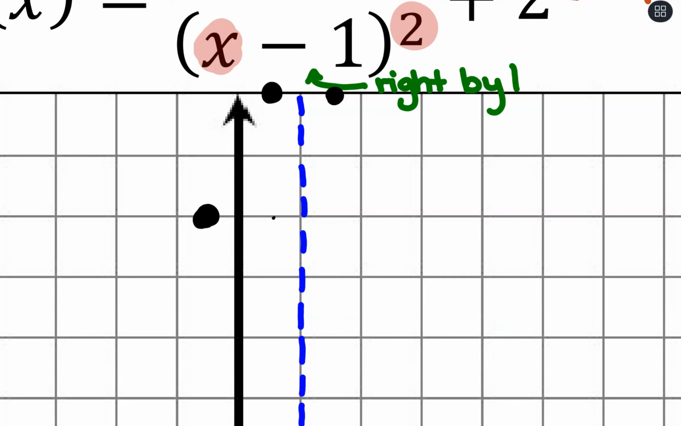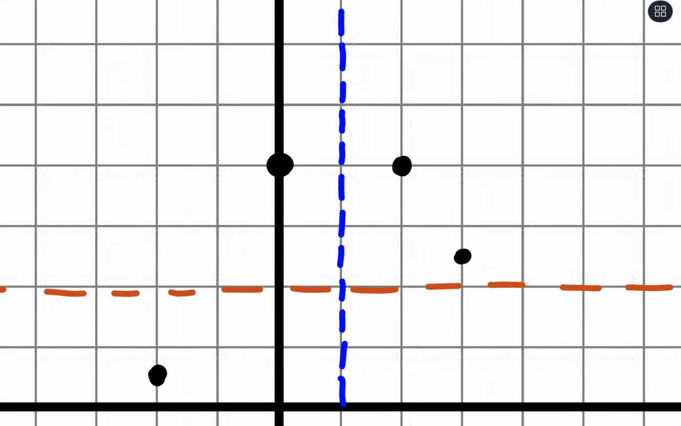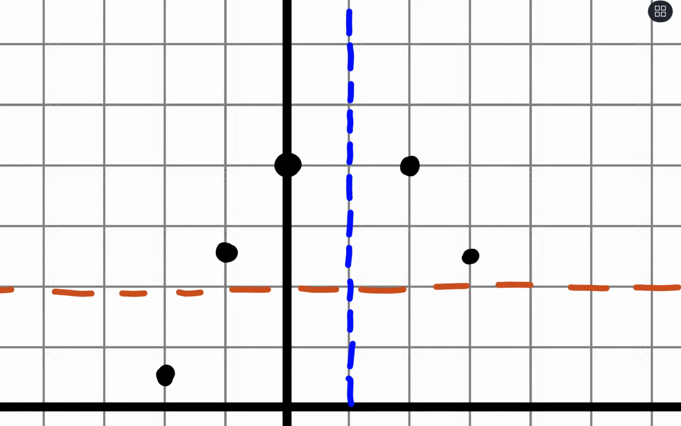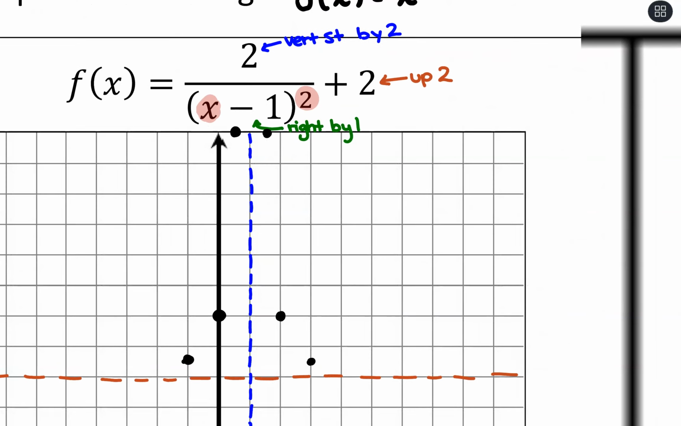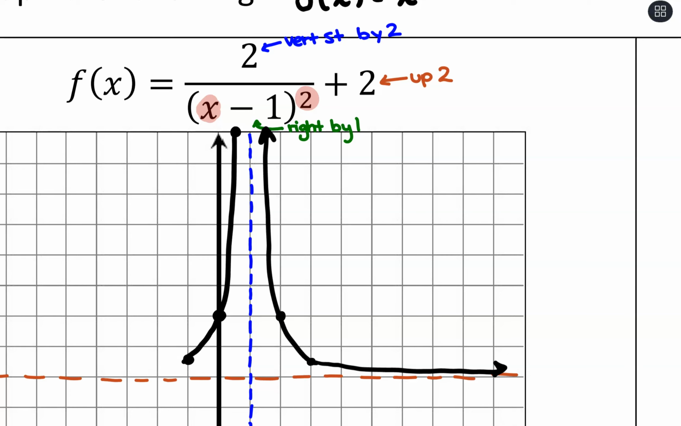Okay, so right 1 up 2, and then right 1 up 2, right 1 up 2. And we could just kind of make sure we have symmetry coming through, which looks good across our asymptotes. So now we just connect the dots as best we can to get this nice kind of curvature, and then stick within the bounds of those asymptotes. And then same thing over here, getting closer to those asymptotes in the long run.